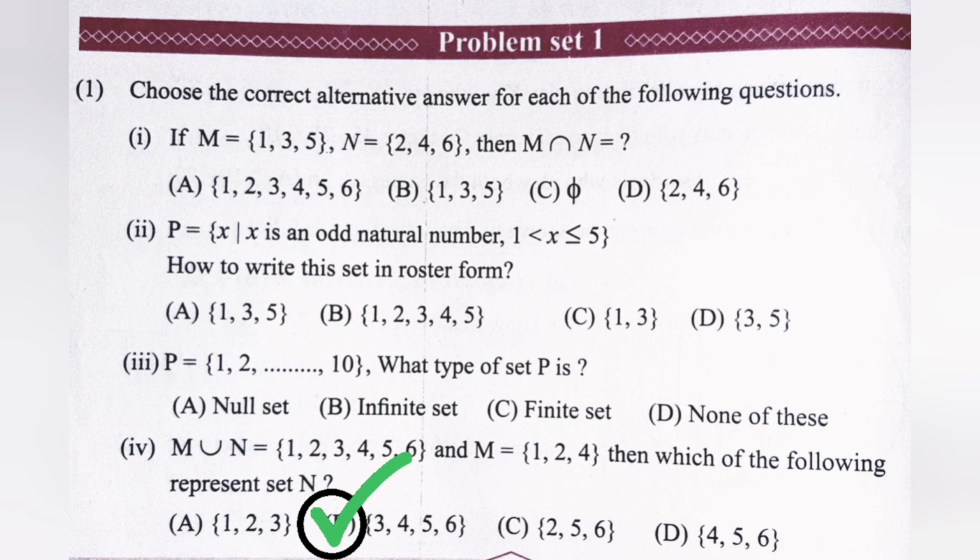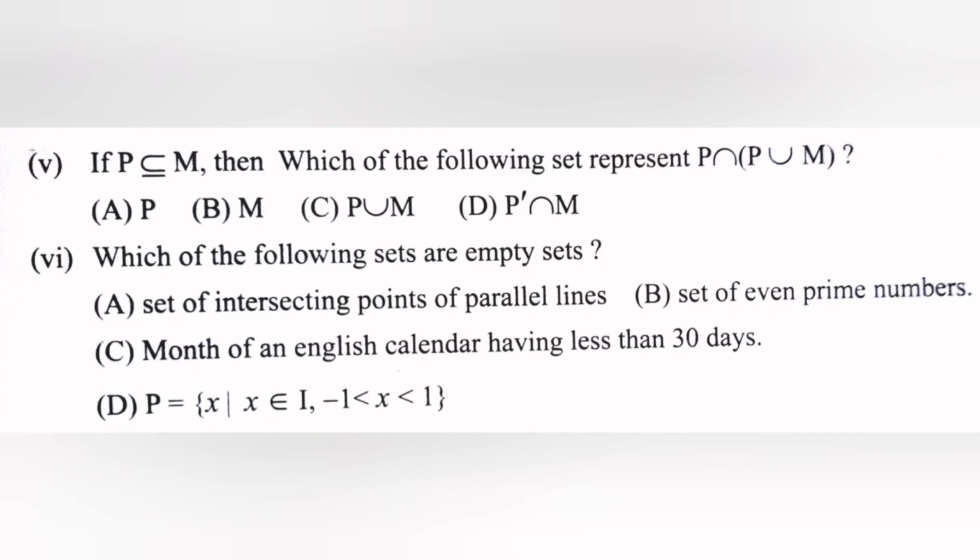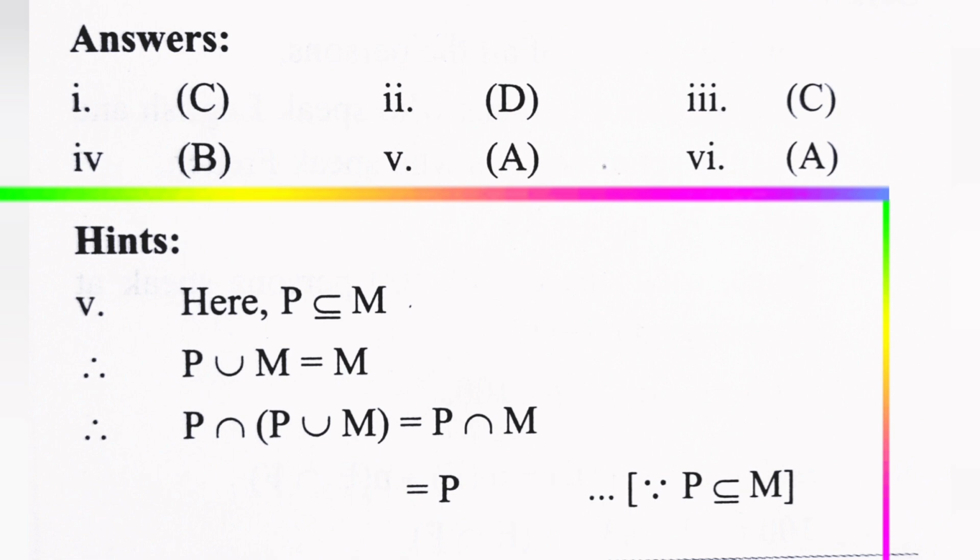Fifth one: if P is a subset of M, then which of the following sets represents P intersection with P union M? Here we have seen one property of union. When P is a subset of M, then P union M is equal to M. Because if P is a subset of M, that means all elements of P are present in M, and when we find the union of P and M, we will get the elements of M only. That's why P union M is equal to M.